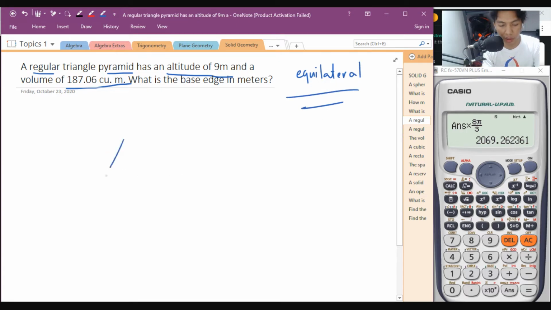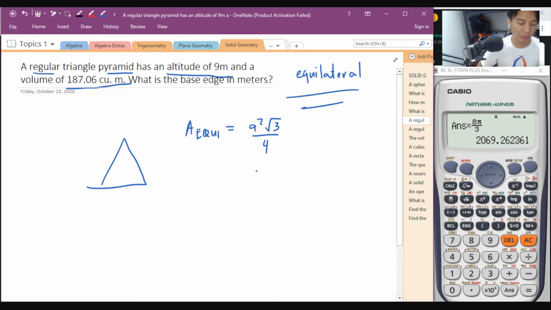Okay? So, equilateral triangle, meron tayong special area dito. Area ng equilateral, that is equal to a squared square root of 3 over 4. Yan yung formula niyan. Tignan nyo dun sa ating plane geometry. So, paano po ba yung triangular pyramid?